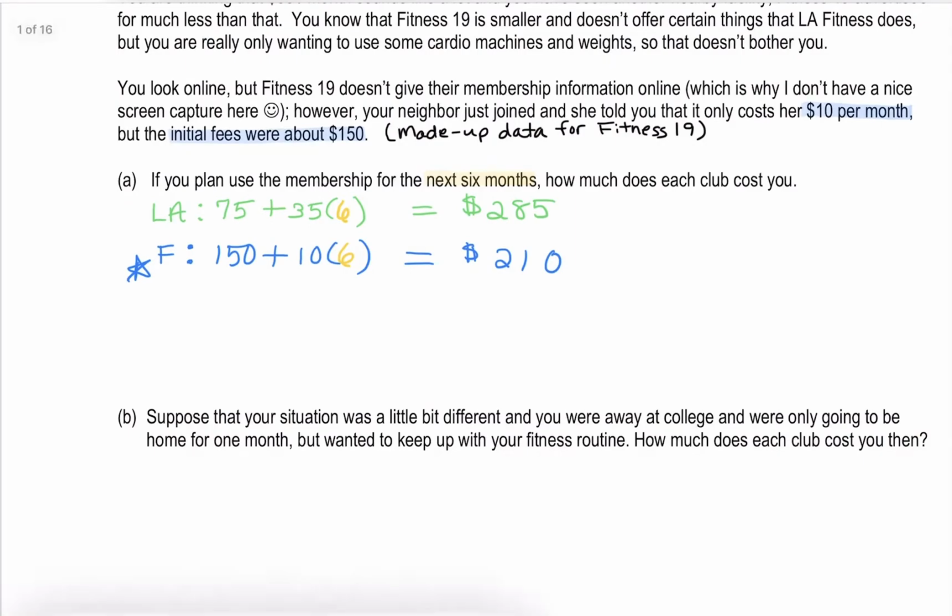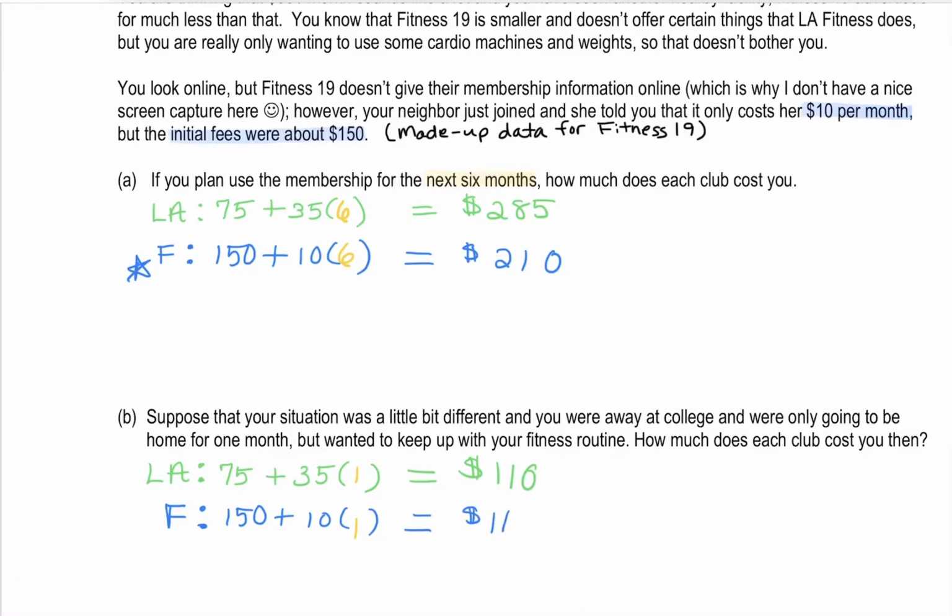Now, suppose your situation was just a little bit different, and maybe you were away at college and you had a pretty good fitness routine going, and you were coming home over the holiday break in December, January, that winter break, and you were only going to join one of these for 1 month. So now it's a different situation. Suppose we looked at what each of these would cost us for this 1 month. 35 plus the one-time fee of the 75, that would be 110. And for this other fitness club, this is going to be 160. So in this scenario, the LA Fitness would have been the better deal.